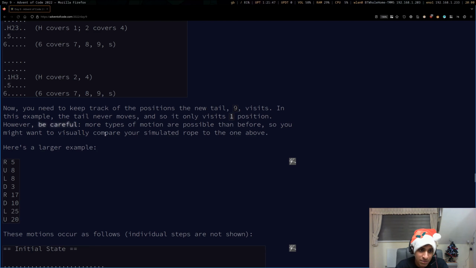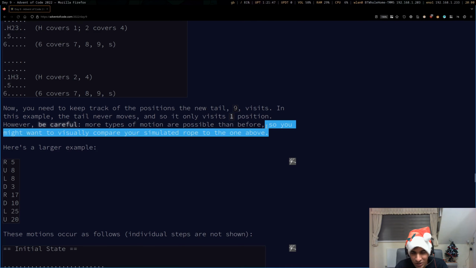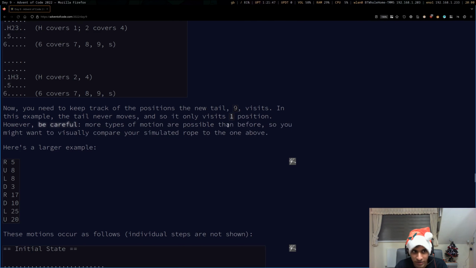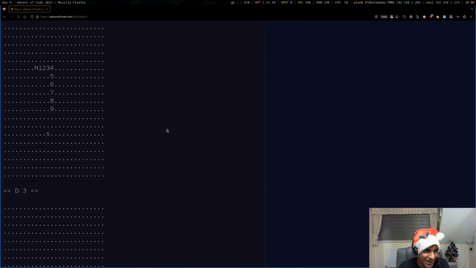So you might want to visually compare your simulated ropes to the one above. Yeah, I think that's just a waste of time. That takes a lot of time, so I'm not going to do that.